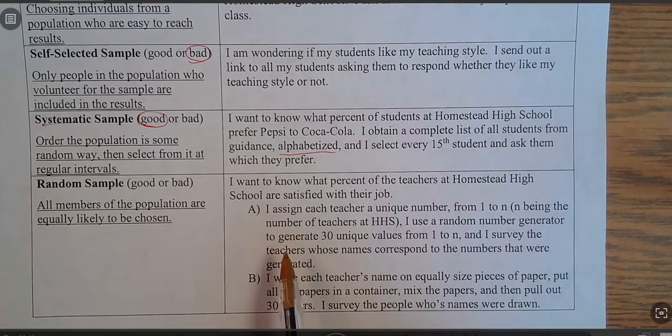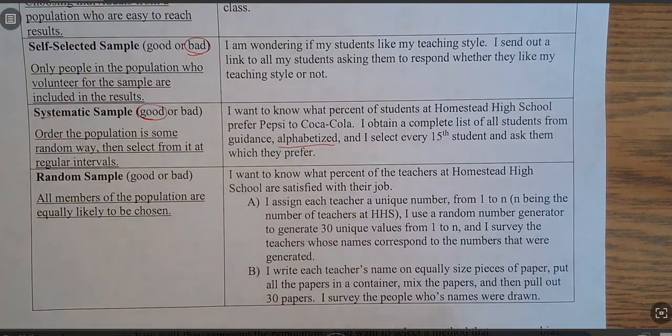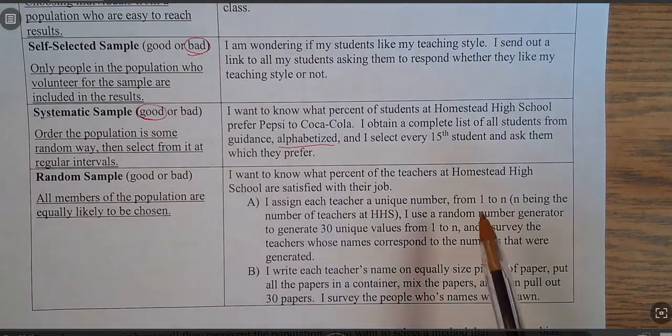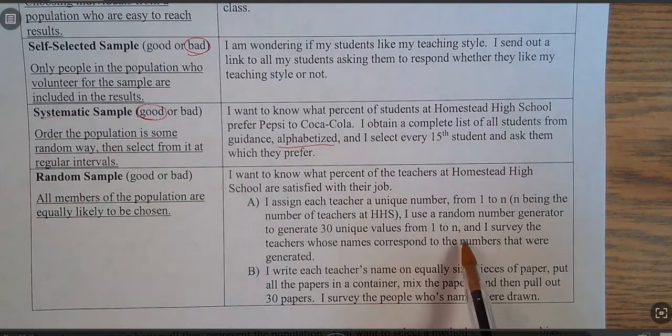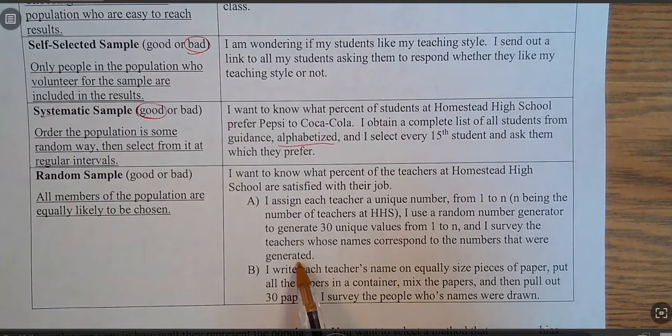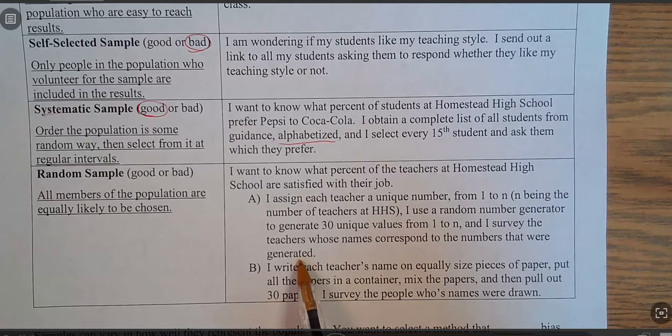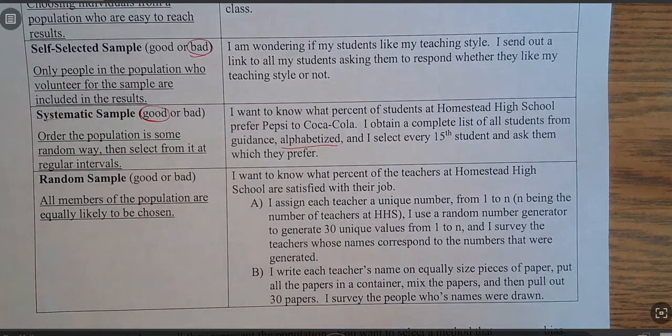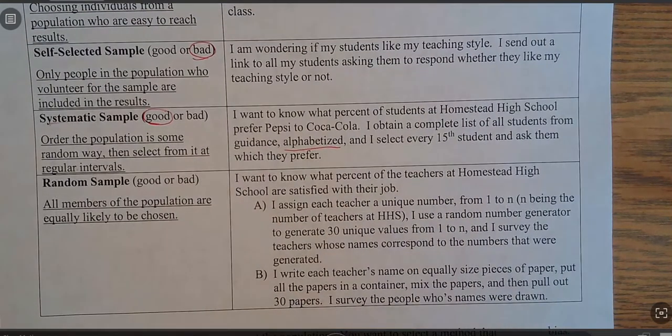I use a random number generator, like my calculator, to generate 30 unique values. So there's no repeats from, say, 1 to 100. So if there are 100 teachers, I pick 30 random numbers. They're unique, so there's no repeats in them because you don't want to ask the same teacher twice. I survey the teachers whose names correspond to the numbers that were generated. So if I assign a certain teacher the number 5, and that number 5 is one of the randomly generated numbers, then they get asked the question. So everyone had equal chance.